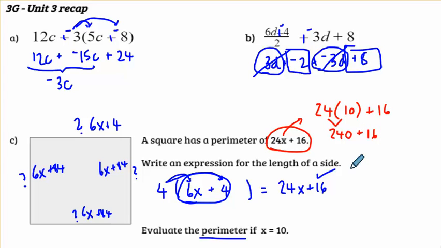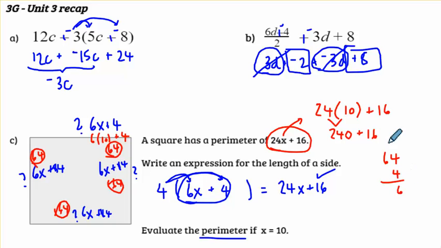The other way would be to come over here and say, well, if x is 10, that means 6 times 10 plus 4 is the length of each side. 60 plus 4 is 64. So I have 64 here, and 64 here, and 64 here, and 64 here. And if I add all those up, or if I just take 64 and multiply by 4, guess what I get? I get the exact same thing. So either method would work.